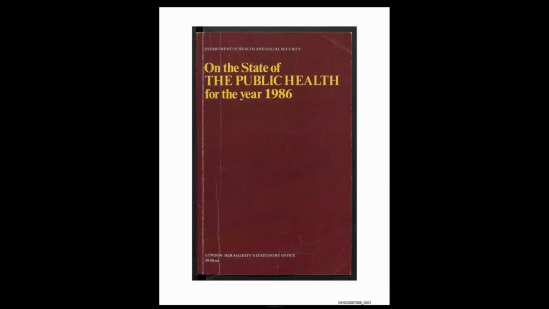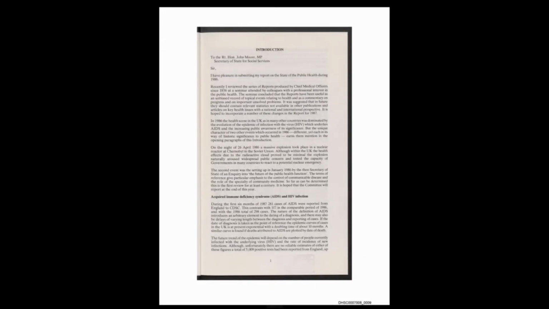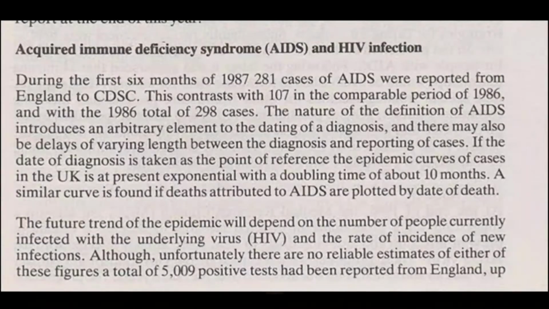In the 1986 annual report, Sir Donald Aitchison addressed AIDS as the first topic in his introduction and devoted 2 pages to it. That's at page 9, please. So we can see after the first introductory remarks, the first subheading towards the bottom of that page is acquired immune deficiency syndrome and HIV infection.